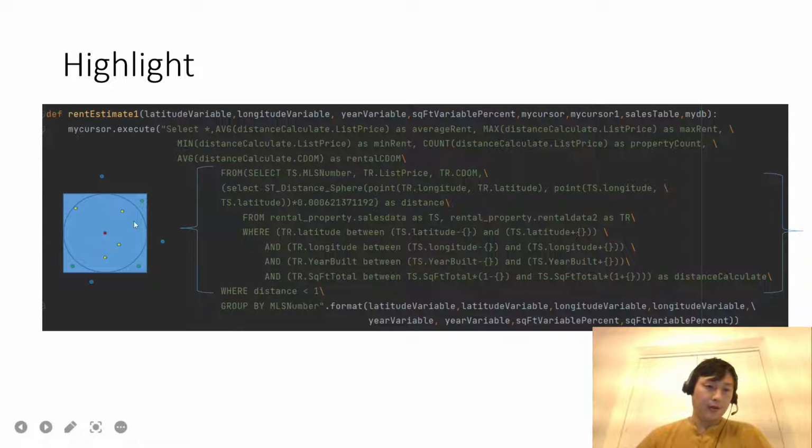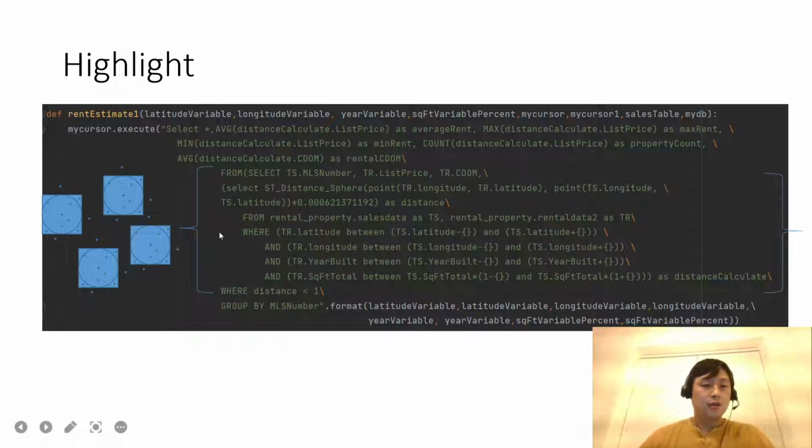So in order to do that, I have a subquery, and this does exactly what the picture shows. As you can see, these two lines calculate the distance between 2 points, and then the where clause here will filter out everything outside of the square, and then this where clause is going to filter out everything outside of the circle.